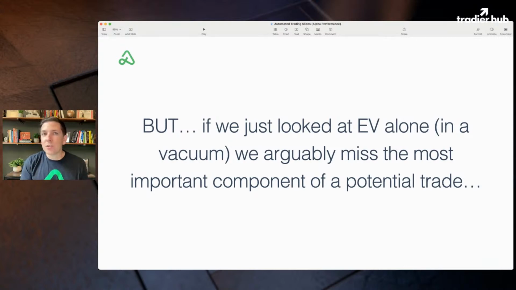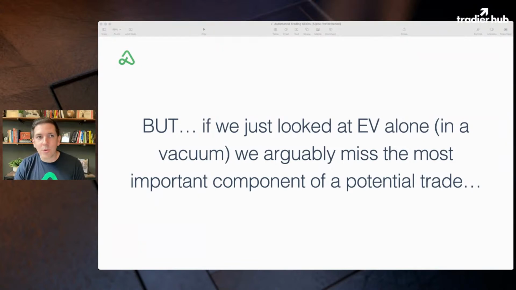And so while EV is great, and looking at the expected value of a potential trade is great, it's definitely something nobody does anymore. I highly doubt people are calculating this on the fly because it's hard to do, virtually impossible to do on the fly anyway. So if you are looking at it, great, you've done one good step in the right direction. But if you're just looking at EV in a vacuum, you're missing a huge component.